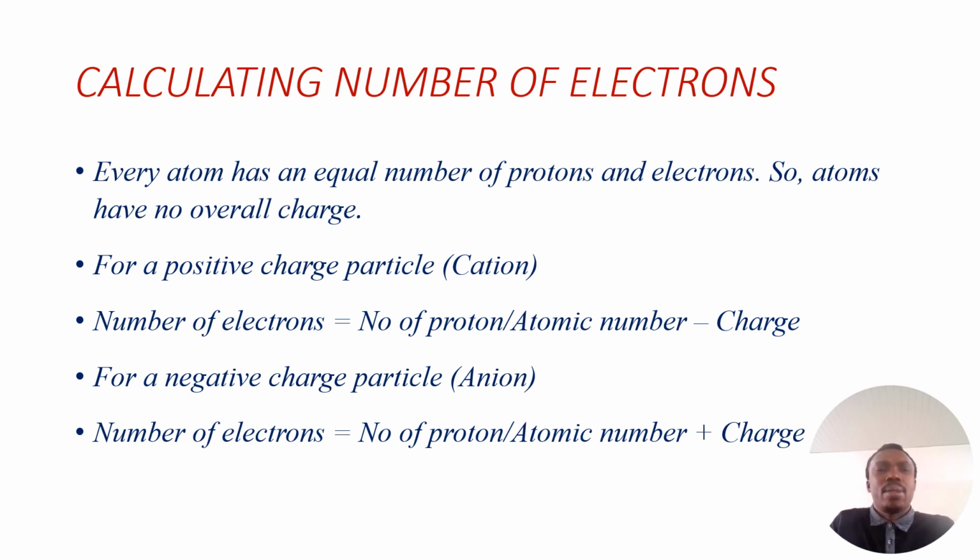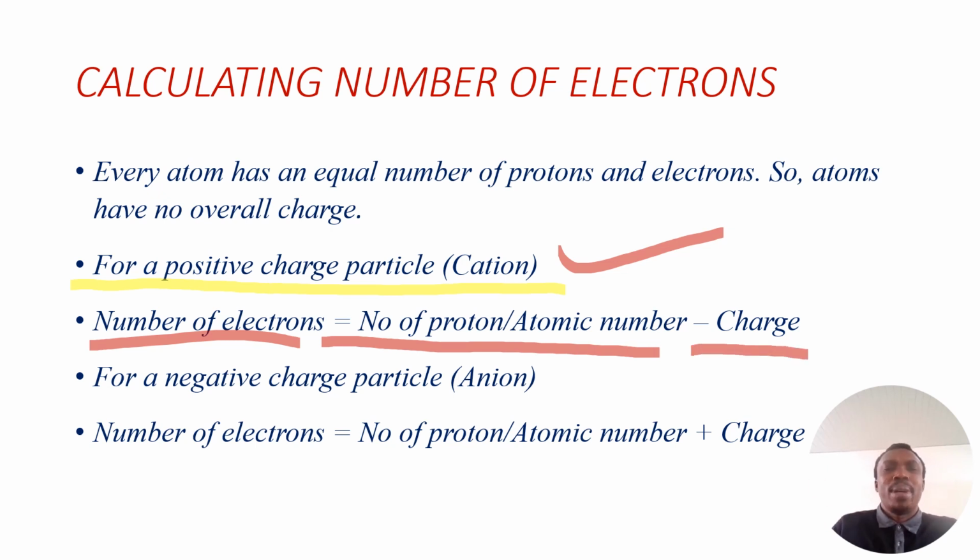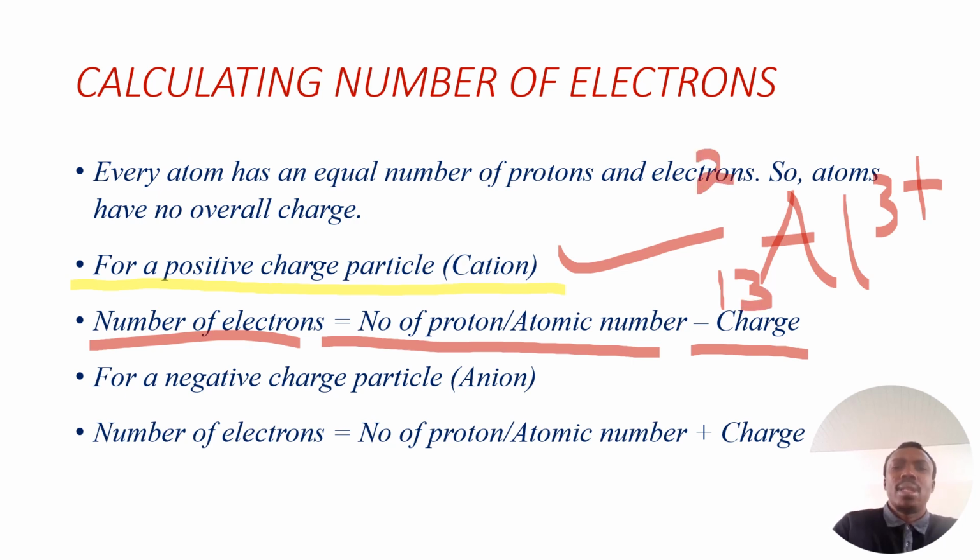But for a charged particle, which is a positively charged particle or a negatively charged particle, how can we calculate the number of electrons? For a positively charged particle, which is a cation, the number of electrons is equal to the number of protons minus the charge, or the atomic number minus the charge. Let's take, for example, aluminum ion, Al3+. Here is 13, and here is 27. Now you are asked to calculate the number of electrons.